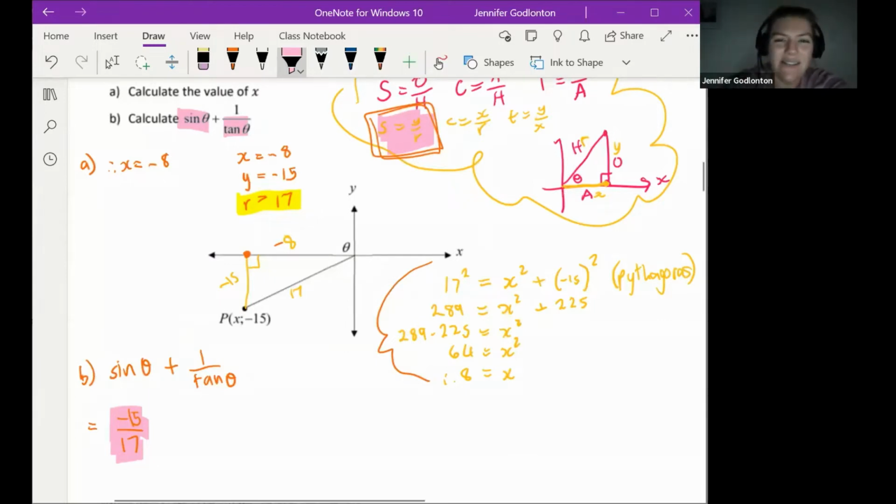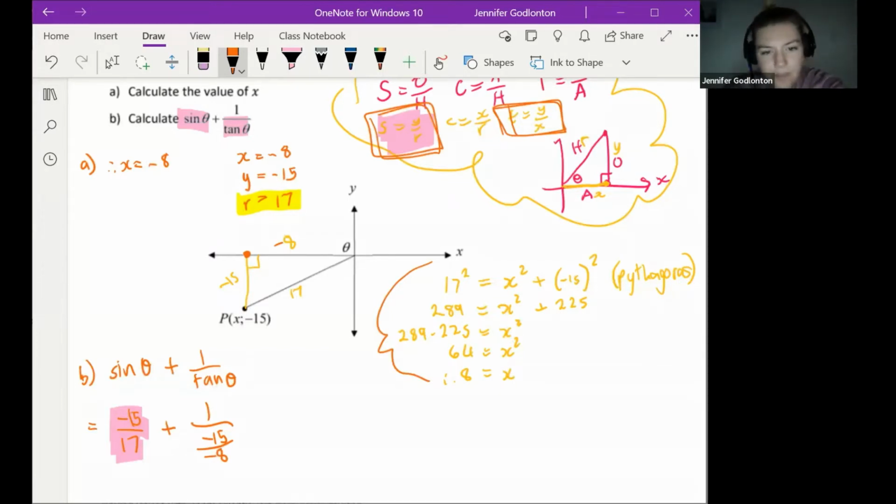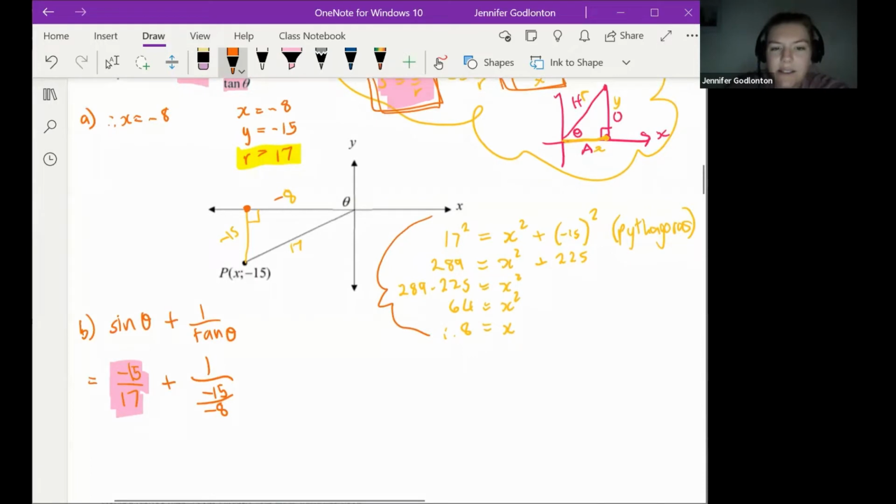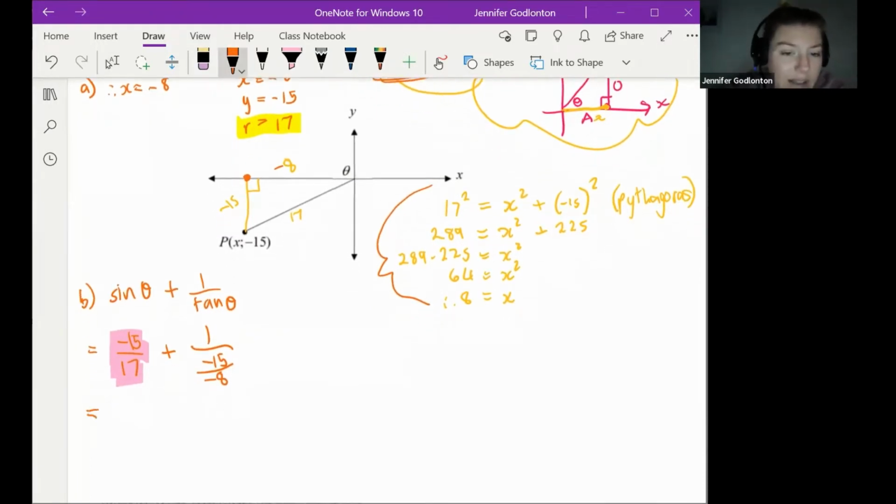Okay, then let's have a look at our second section. Now we've got plus 1 over tan theta. Tan theta is y over x. So again, we look at our numbers: y is negative 15 and x is negative 8. If I wanted to do this without using my calculator, because sometimes they will say in the question without using your calculator, a negative and a negative becomes a positive. If it's 1 divided by, it's just going to flip. So it's going to end up being 8 over 15.